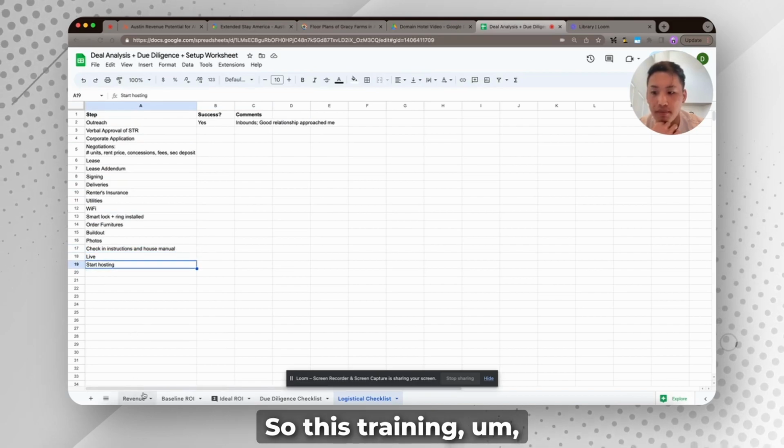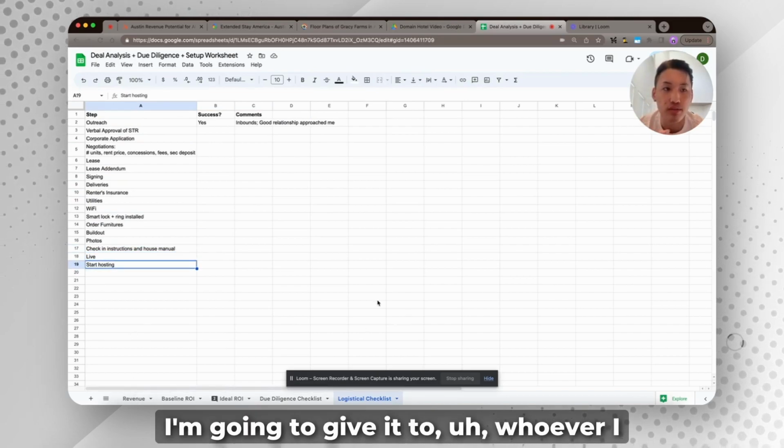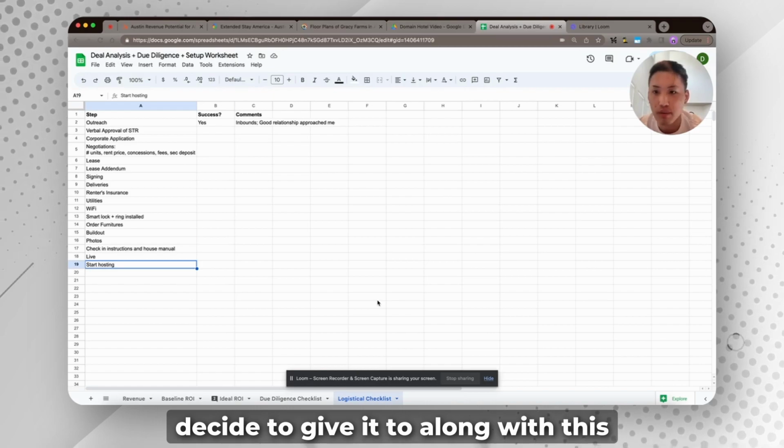So this training is recorded on Loom. I'm going to give it to whoever I decide to give it to, along with this worksheet.